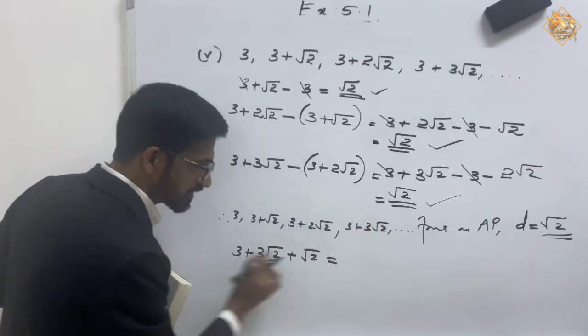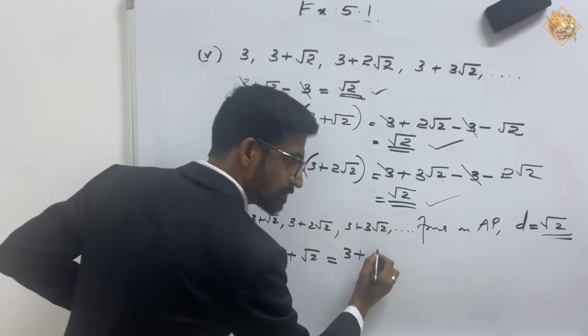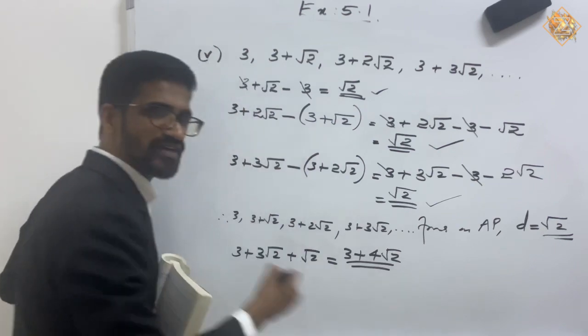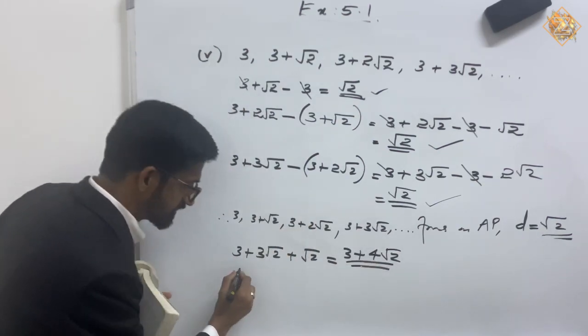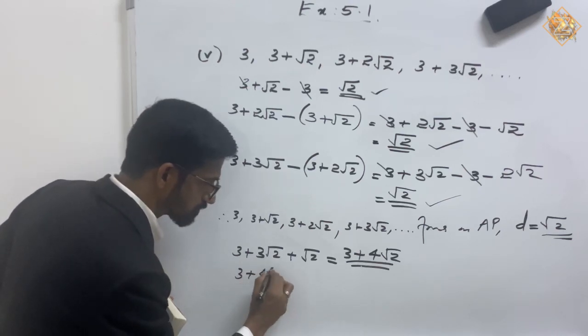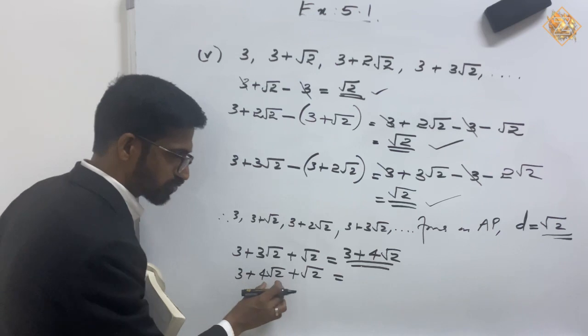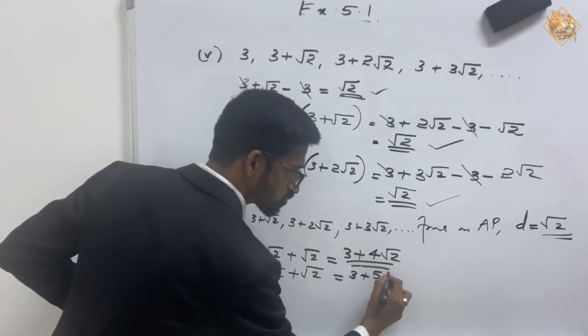So what will it be? 3 plus 3 root 2 plus root 2, that is 3 root 2 plus root 2, that is 4 root 2, isn't it? To get the next term, what do we have to do? Along with this, we have to add one more root 2. So that is 3 plus 4 root 2 plus root 2. It is 3 plus 5 root 2.